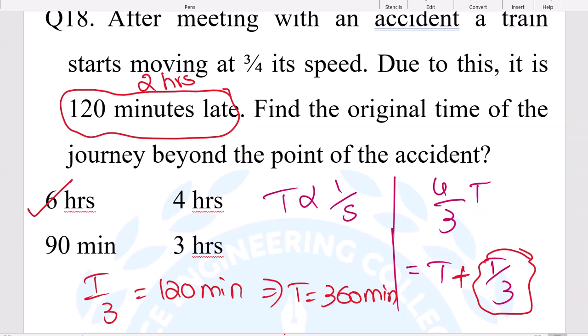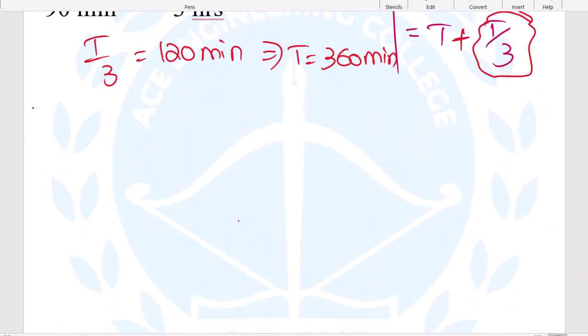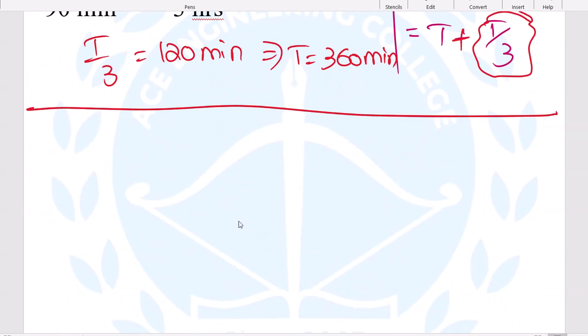As per the question, late is 120 minutes or 2 hours. T by 3 equal to 2 hours, T equal to 6 hours. Right. No, sir, I don't want all this, I want only the equation model. Okay. Very simple. This also does not take too much time. You can handle method 2.